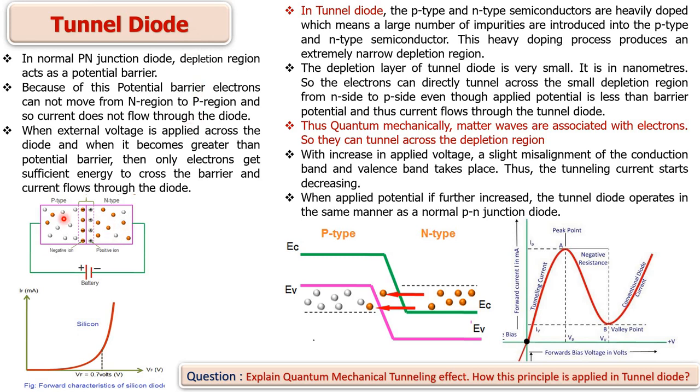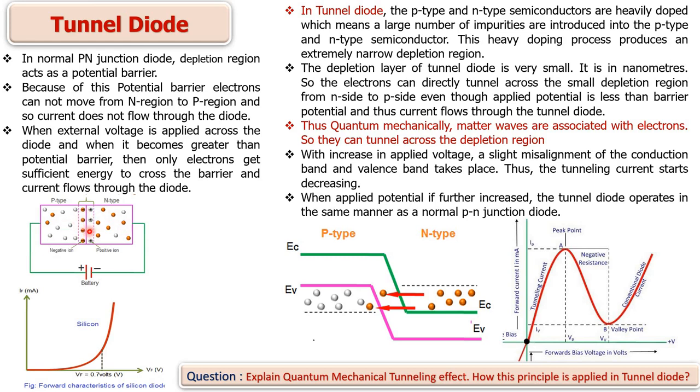In a normal PN junction diode, P-type semiconductor is connected to N-type semiconductor. In P-type the majority charge carriers are holes, and in N-type the majority charge carriers are electrons. Once the junction is formed, electrons move towards the P region and holes move towards the N region, so a depletion layer is formed here. The depletion layer gives rise to a potential barrier. Because of this potential barrier, electrons cannot move towards the P region.